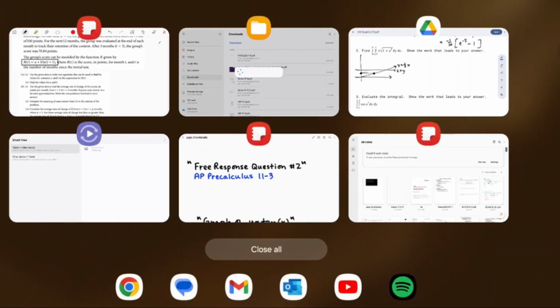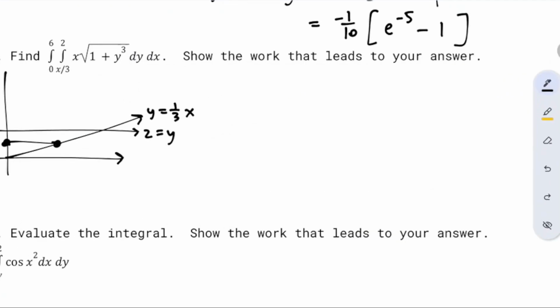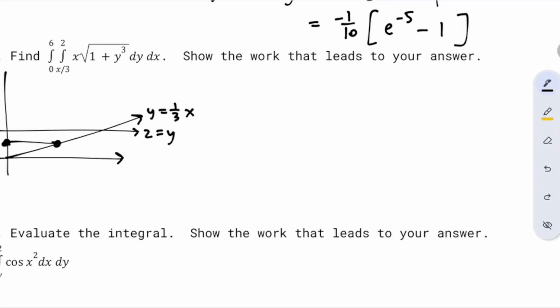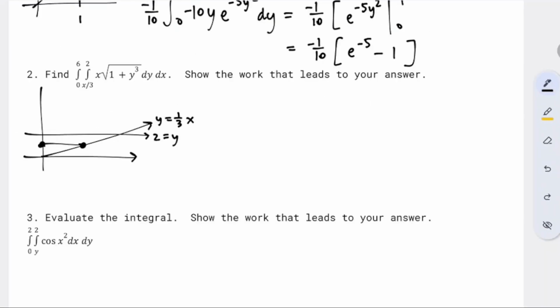On the left-hand side, I've got x equals 0. On the right, I've got x equals 3y. And y is going from 0 to 2.